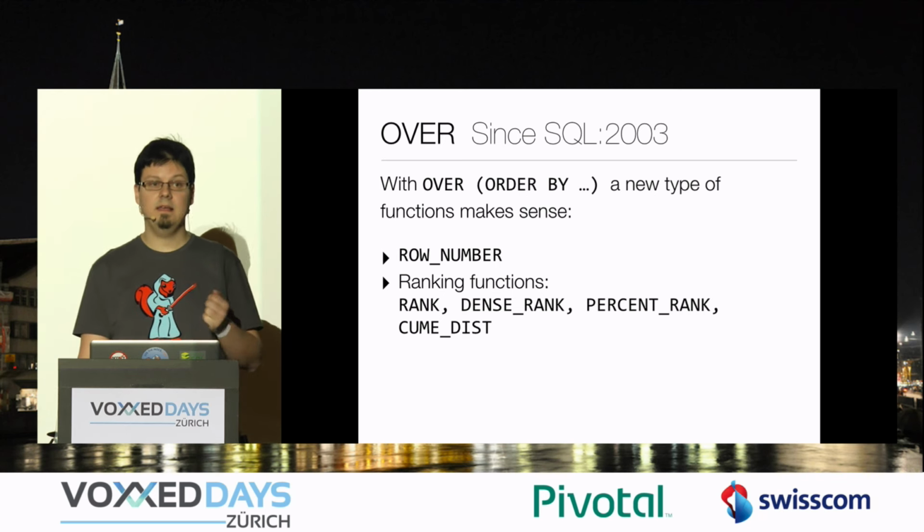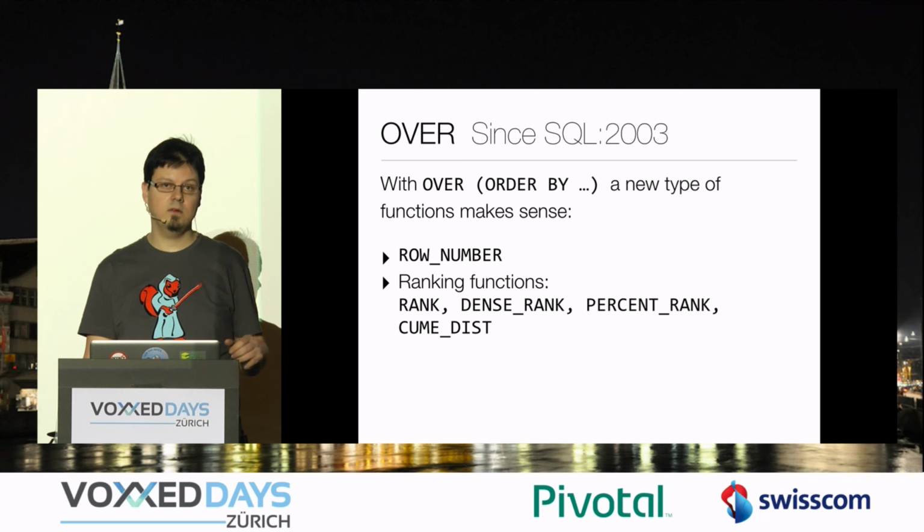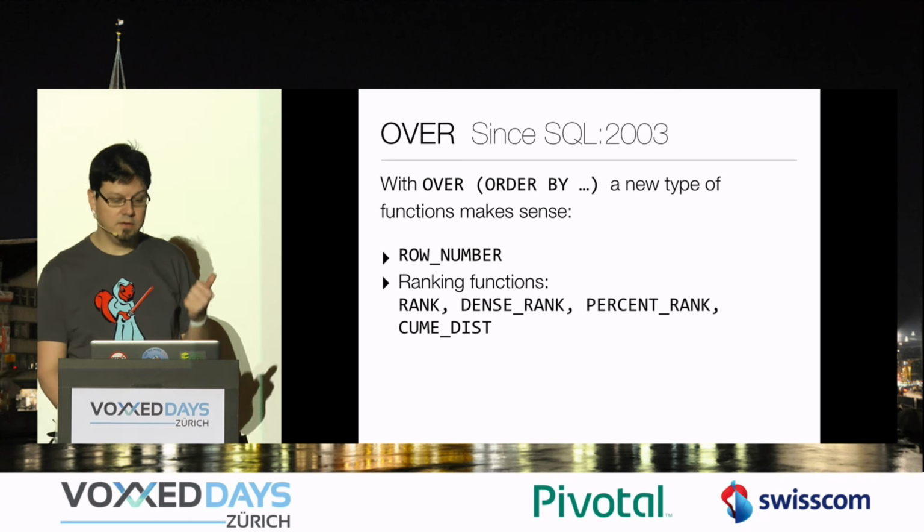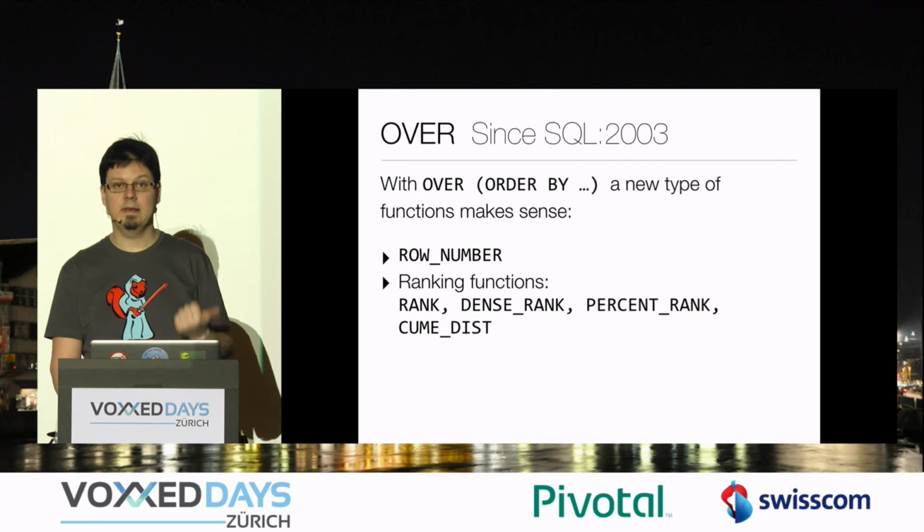So we now finally have an official way to number rows. It's called row number. You say row number, bracket open, bracket close, over, and then you specify out of which ones. Further, you can have rank and dense rank.